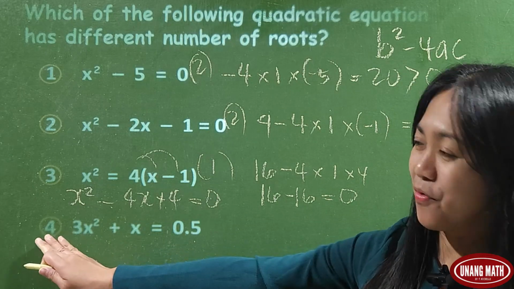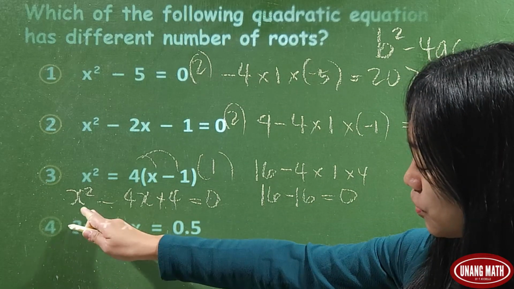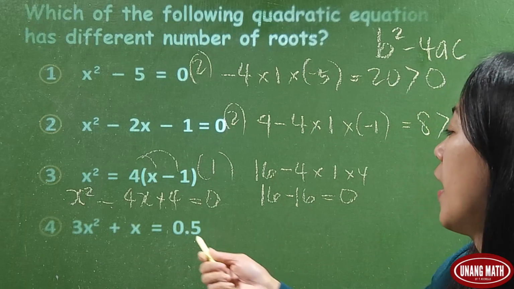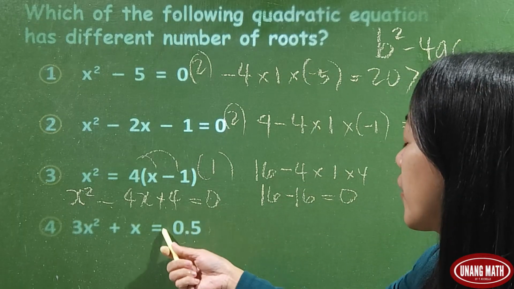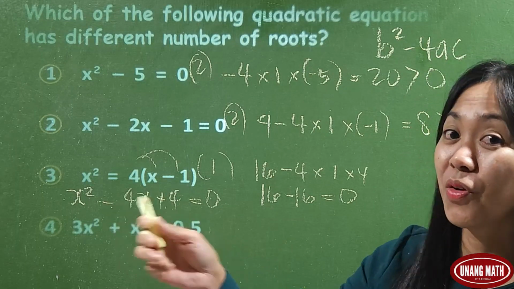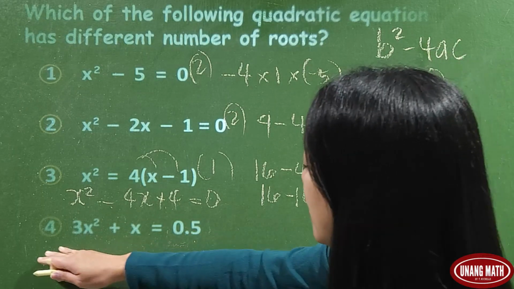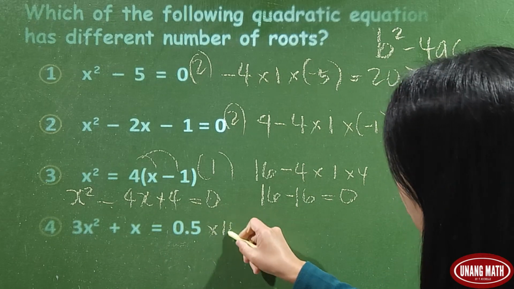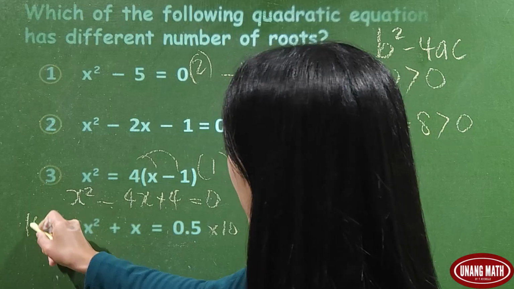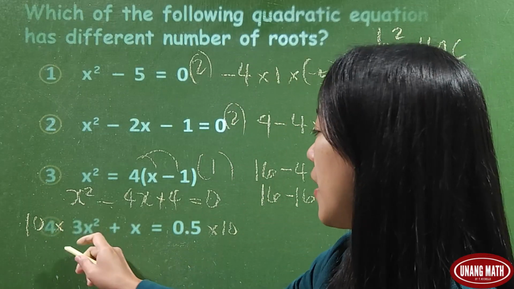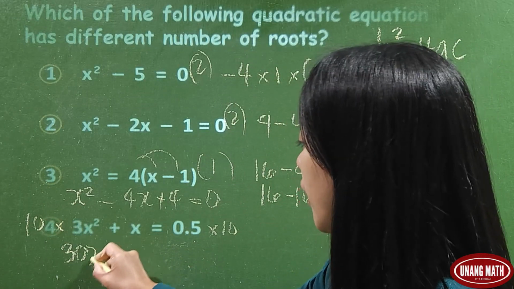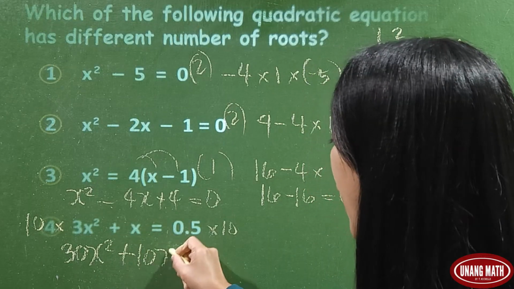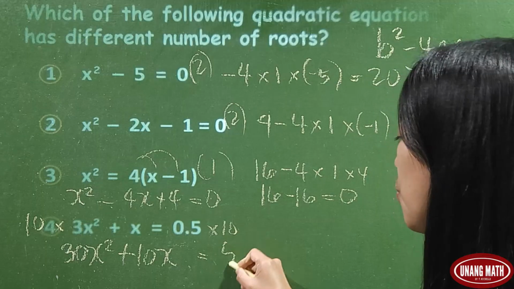Okay, let's go to number 4. 3x squared plus x is equal to 0.5. We are going to convert the 0.5 into an integer to make solving easier and faster. So we can multiply this by 10, and here is also times 10. So it means this is 30x squared plus 10x, and this is equal to 5.